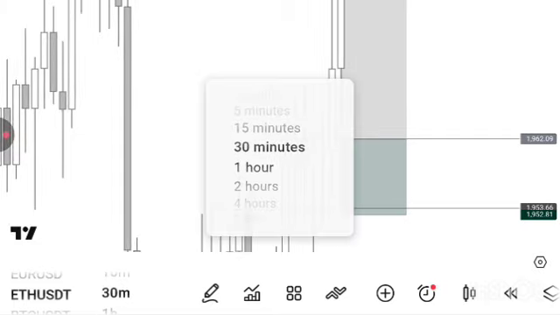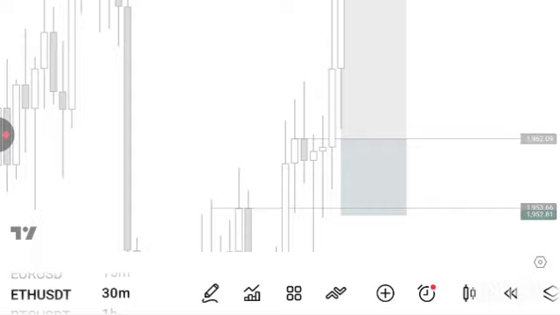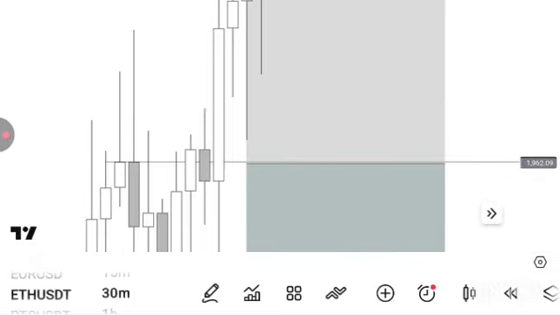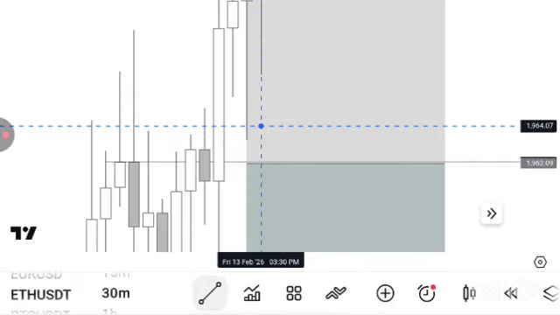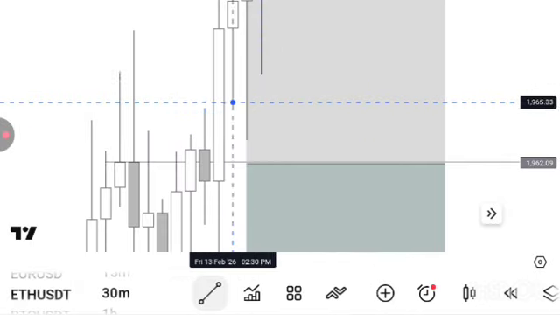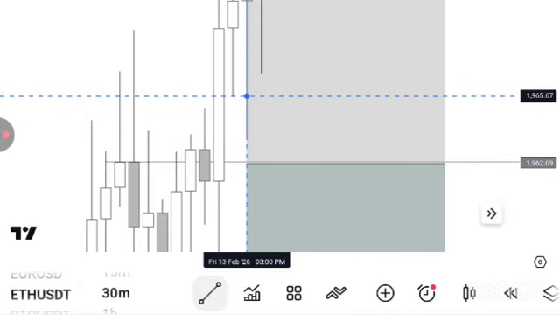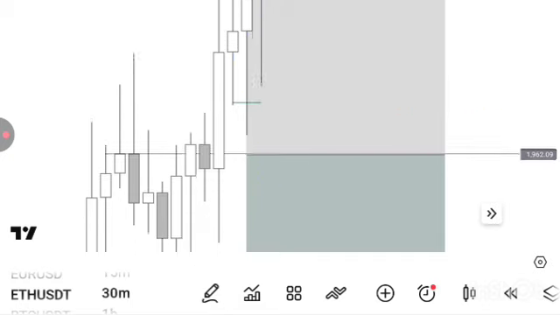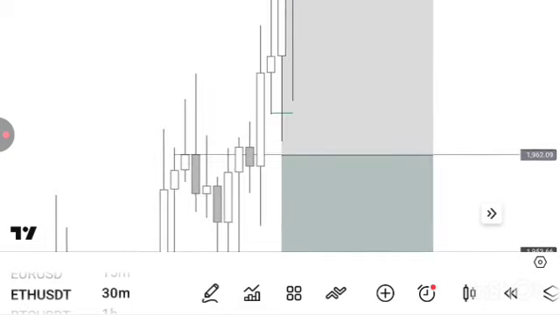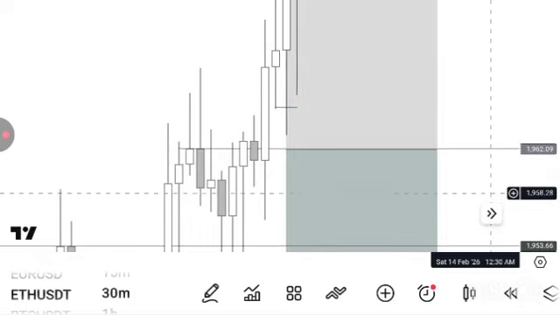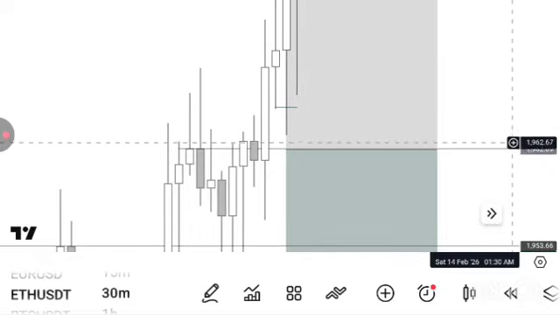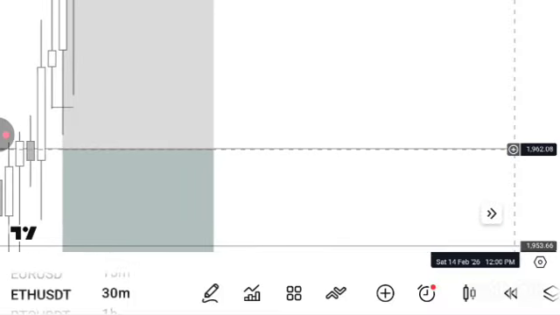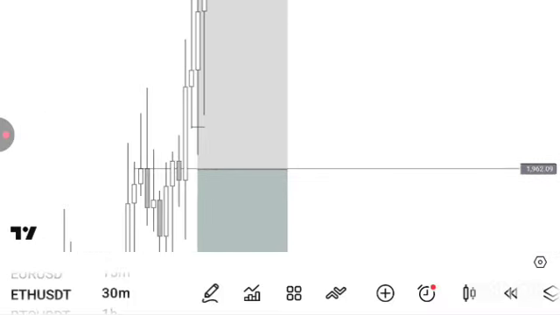If you go to the 30 minutes time frame, you see that the 30 minutes time frame presented to us an internal range liquidity at this particular level. So price swept this internal range liquidity, and it seemed as if price did not mitigate our H1 level. I want to explain something to you.